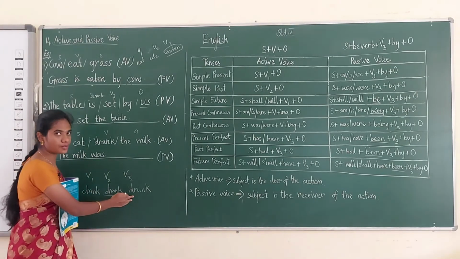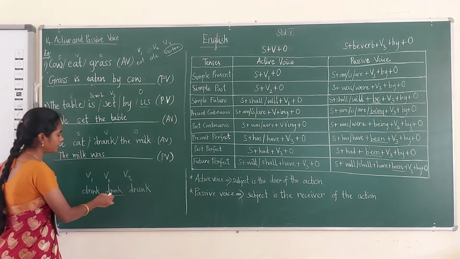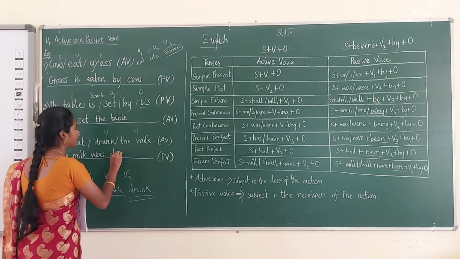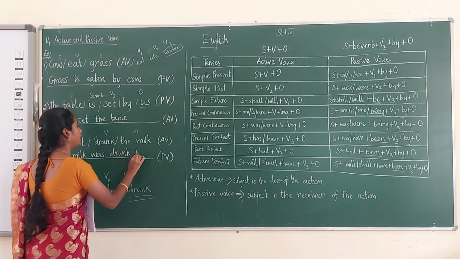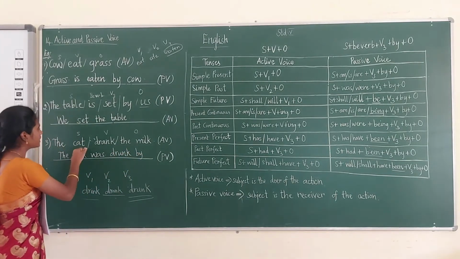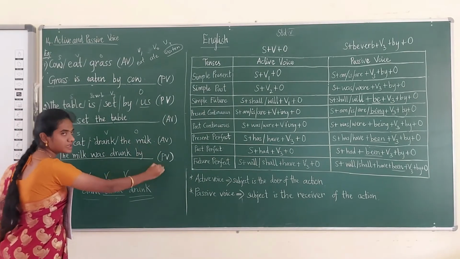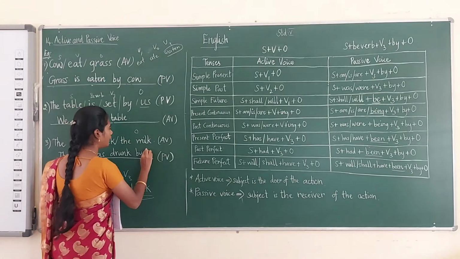Then next we have to include the V3 form. So what is the V3 form of the word drink? That is drunk. So we are writing drunk. Then by, and the subject. What is the subject here? The cat. The subject in the active voice becomes the object in the passive voice. Drunk by the cat.